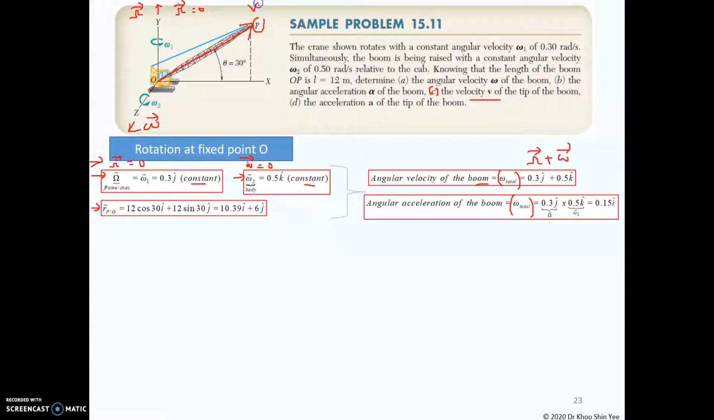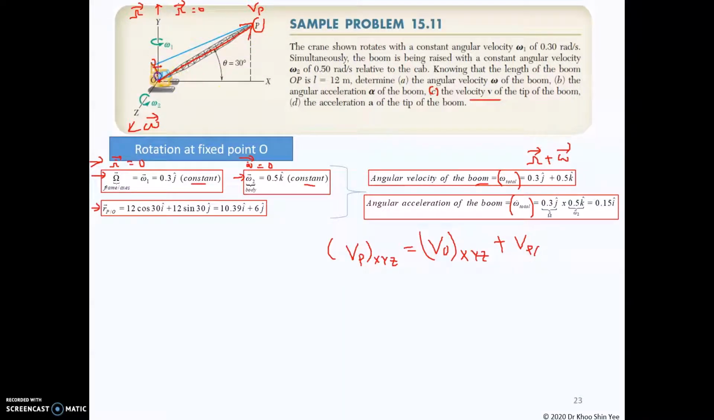So what is the velocity at point P? By using the relative motion approach, the velocity at point P that is measured in the capital X, Y, Z, which is the inertial frame, is equal to the velocity at point O that is measured from the inertial frame as well, which is located here, plus the velocity of P here that is measured with respect to O.